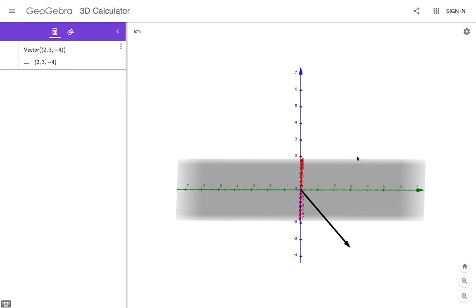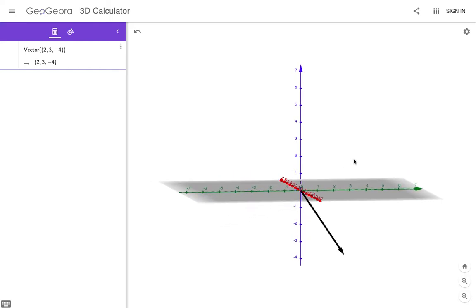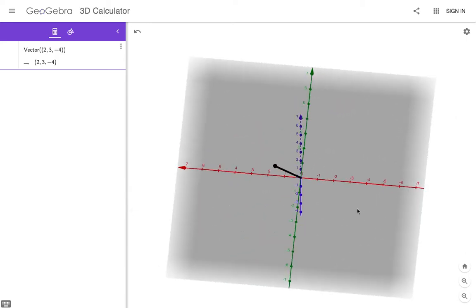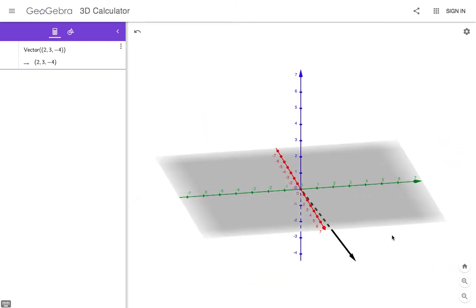With a 3D vector, you can calculate its magnitude. You can do anything that you want with a 2D vector, you can do with a 3D vector. You can project it onto a 2D vector. You can calculate the angle between 2 vectors in 3D. Everything that you do in 2D, you can do in 3D and more.